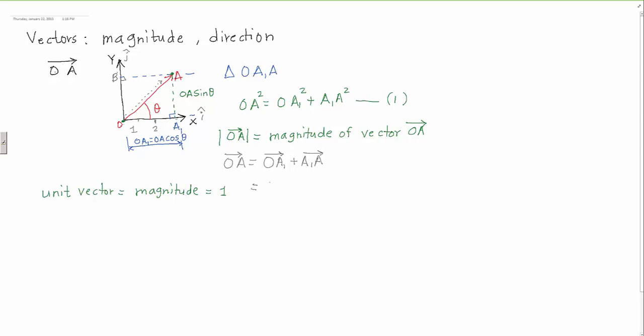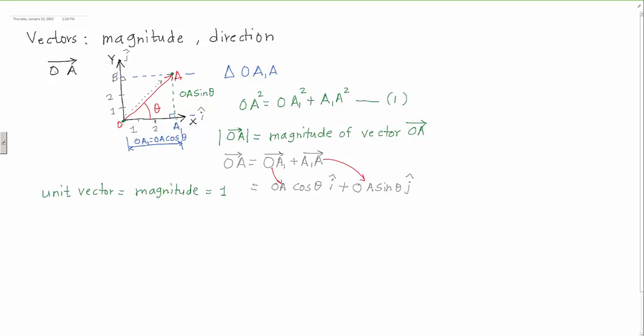So OA1 is essentially OA cosine theta i. Now what is A1A? A1A is essentially the travel in the y or j direction. If I travel 1 unit in the y direction, I have traveled 1 j. If I travel 2 units in the y direction, I have traveled 2 j's. So if I travel OA sine theta, which means I have traveled OA sine theta j, this is nothing but this vector. So this is this vector, and this is this vector.